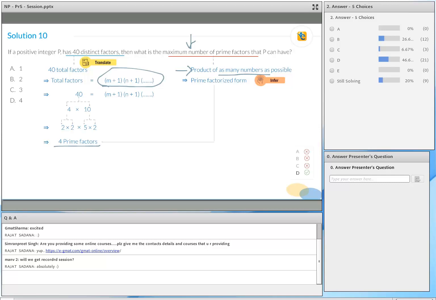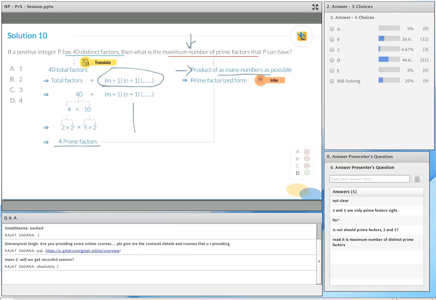All right. So let's move on to the next question now. Okay, so the question says 2 and 5 are the only prime factors. Yes. So again, guys, I know some of you would not be able to get it, but in the interest of time, I need to move forward. Again, as I said, this is a more involved inference. It requires you to have a solid understanding of how total factors work.